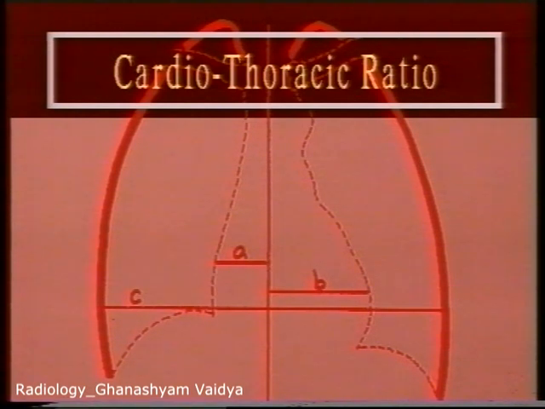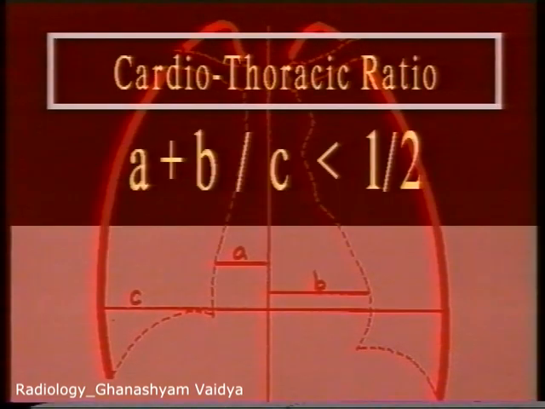Now measure the maximum transverse diameter of the chest at its widest portion, measuring between the inner borders of the ribs, as C. A plus B divided by C is the cardiothoracic ratio, which should be less than half. That is, the maximum transverse diameter of the heart is normally less than half of the diameter of the chest. If it is more than half, then cardiomegaly is diagnosed.